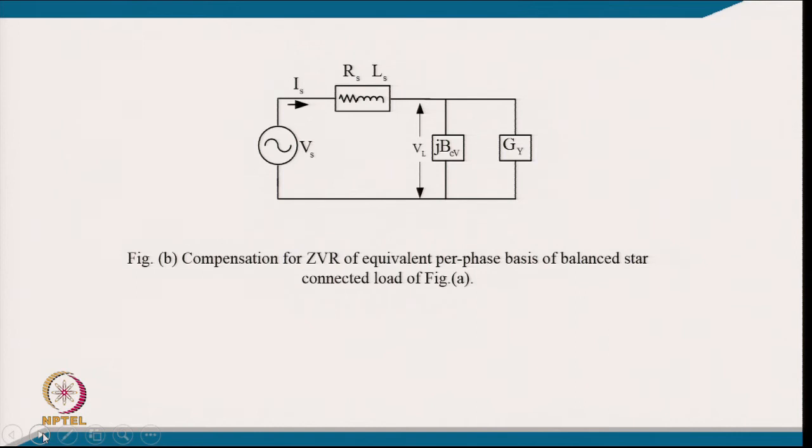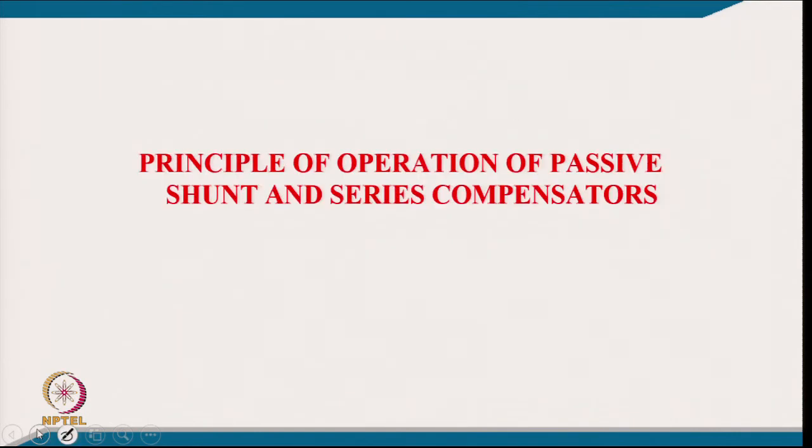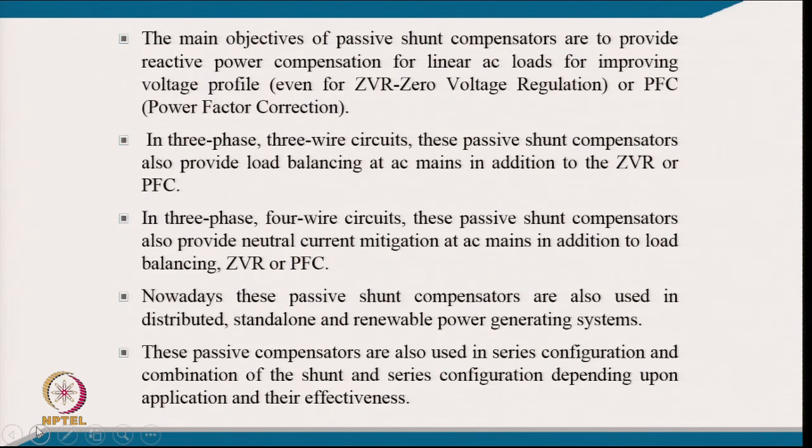So, you might have plenty of cases in 3 phase 4 wire system. Finally, coming to this, we will talk about the principle of operation of passive shunt and series compensators. The main objective of a passive shunt compensator is to provide reactive power compensation for linear AC loads, for improving the voltage profile, that is zero voltage regulation, or power factor correction. Both cannot be achieved simultaneously.